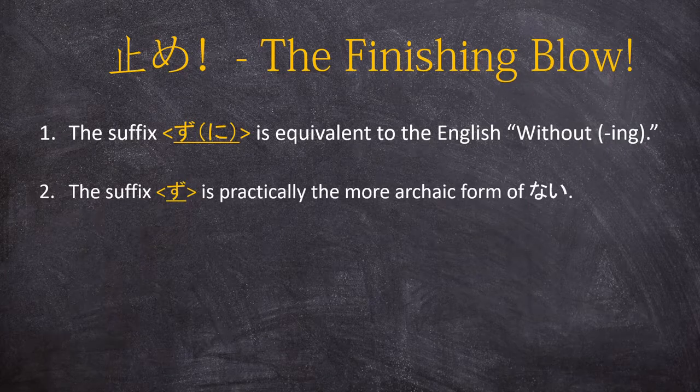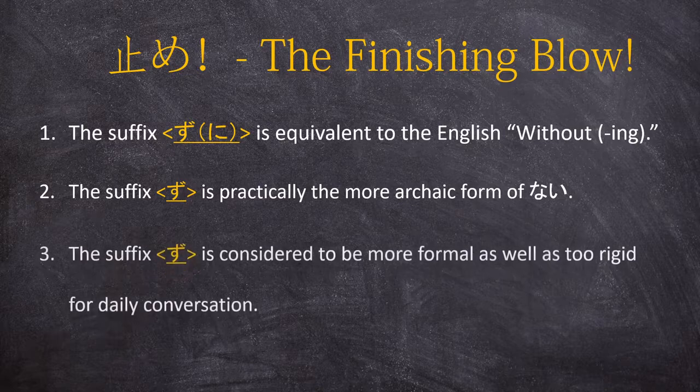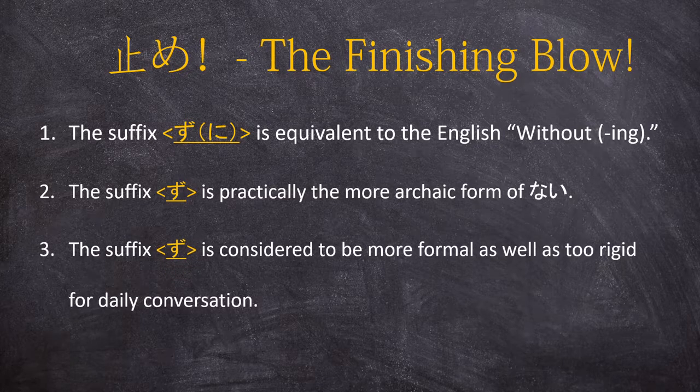Another thing worth remembering about zu is that it is practically the more archaic form of nai, and this can be especially useful if you are struggling to remember that it is always attached to the irrealis stem. And the final piece of information is that the suffix zu is considered to be more formal as well as too rigid for daily conversation, and is often used by older people in Japan, but still very frequent in written Japanese.